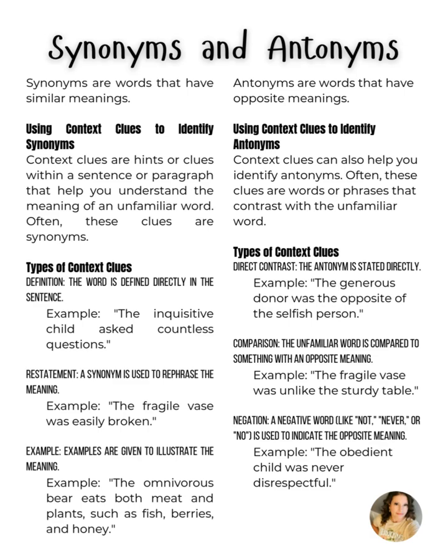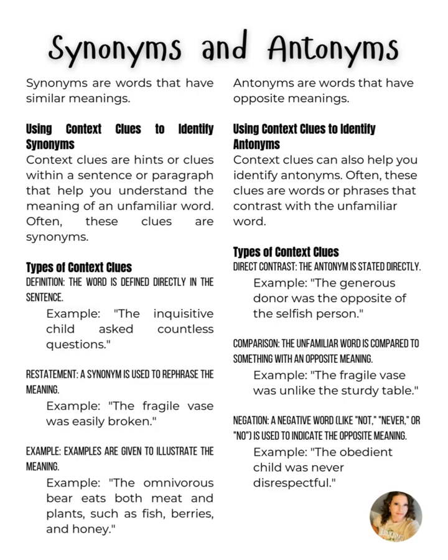So the types of context clues that they use is direct contrast, meaning they'll use the word and then use a word that means completely opposite. So an example is, the generous donor was the opposite of a selfish person. So clearly a generous donor is not a selfish person. Or they compare the unfamiliar word to something that is the opposite of meaning. For example, talking about the vase, the fragile vase was unlike the sturdy table. Well, fragile vase, sturdy table, one's weak, one is strong.